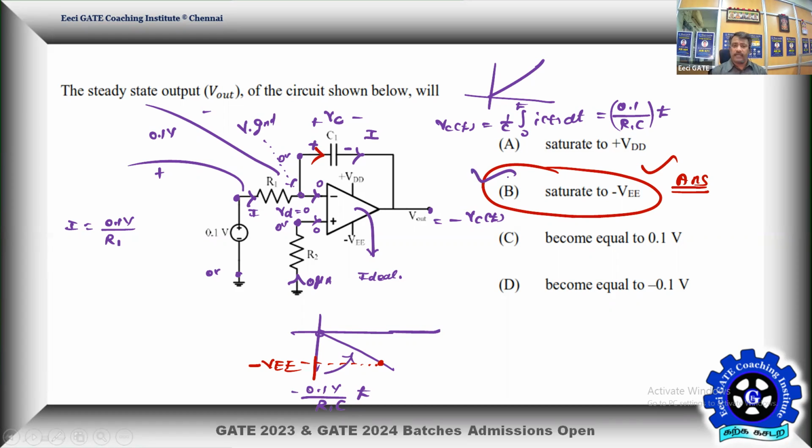Assuming an ideal op-amp in all aspects, R2 is not coming into play, and it will put the op-amp into negative saturation under the steady state conditions. So that is the best possible answer.